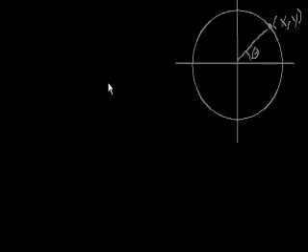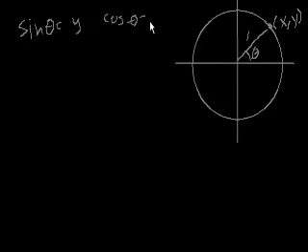Our new definition of the trig functions was that sine of theta is equal to the y coordinate. This is the y coordinate where it intersects the unit circle. And remember, this is the unit circle, not just any circle, which means it has a radius of 1. Cosine of theta is equal to the x coordinate of this point. And tangent of theta equaled opposite over adjacent, or y over x.